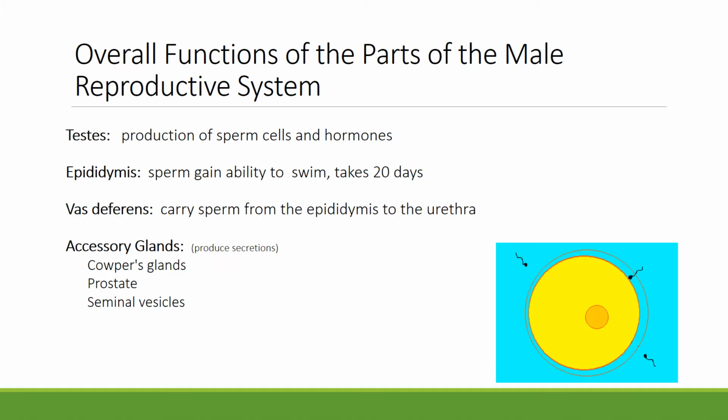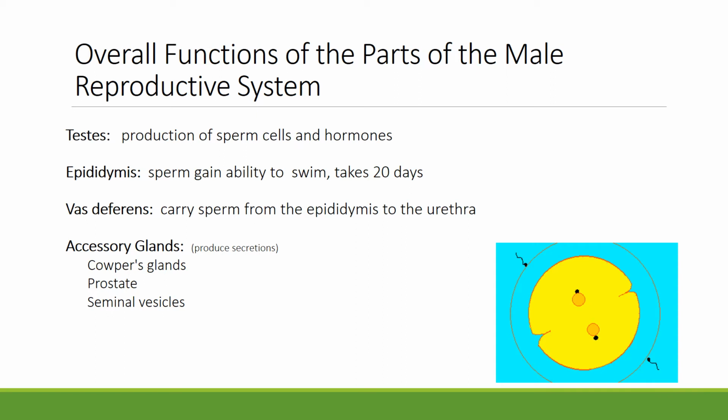Let's talk about the parts of the male reproductive system and their functions. The testes are the place where the production of sperm cells and hormones occur. Testes, T-E-S-T-E-S, is the plural. T-E-S-T-I-S is the singular form. The epididymis is the place where the sperm gain the ability to swim, and this takes about 20 days.